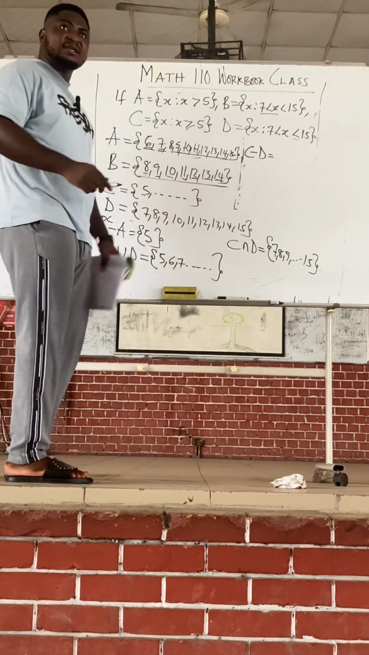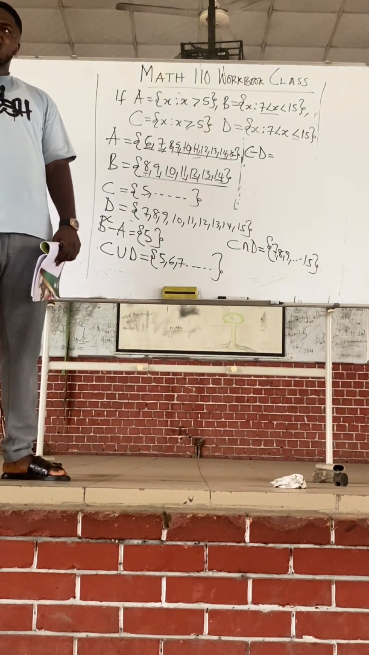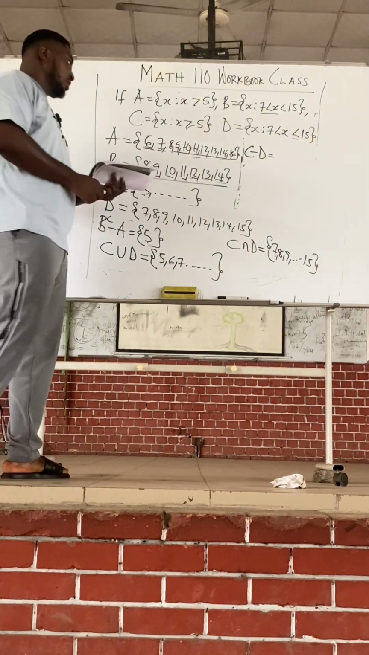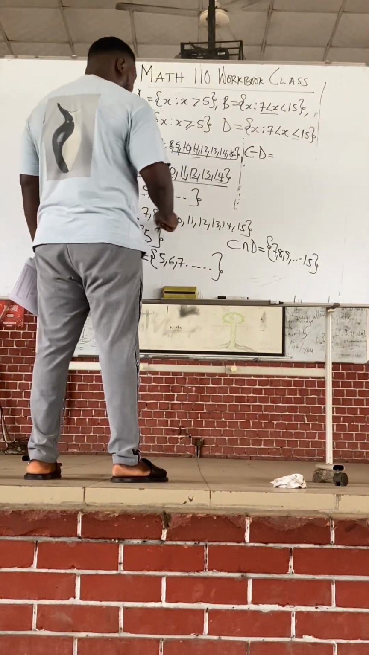C is the primary set. D is the secondary set. So you're removing D from C. If you remove everybody here from C, what will remain?